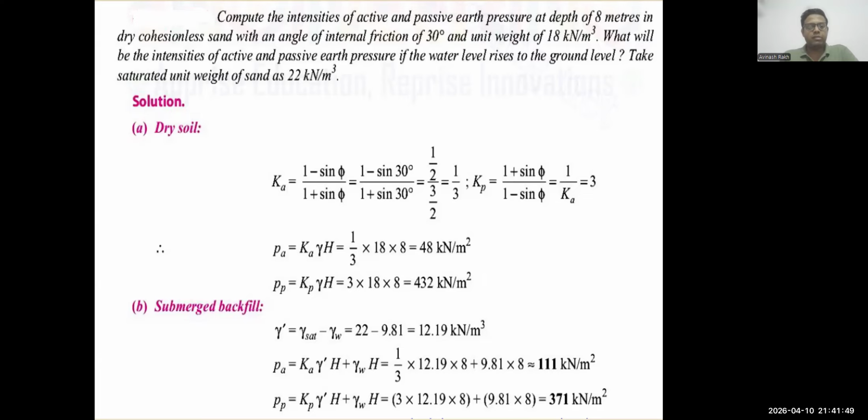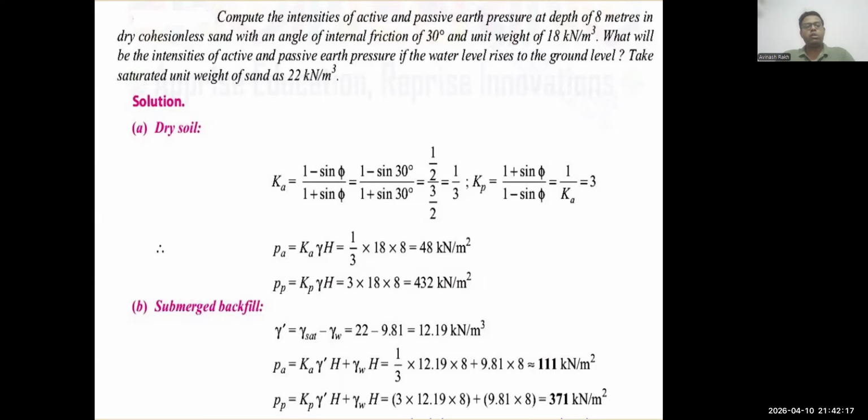Next is the intensity of passive earth pressure. Pp equals Kp gamma H, which is 3 into 18 into 8, where Kp is the coefficient of passive earth pressure, gamma is the unit weight of 18, and H is the height. So 3 into 18 into 8 gives the answer as 432 kilonewton per meter square. This is for the passive earth pressure condition. So this is the first half of the numerical.